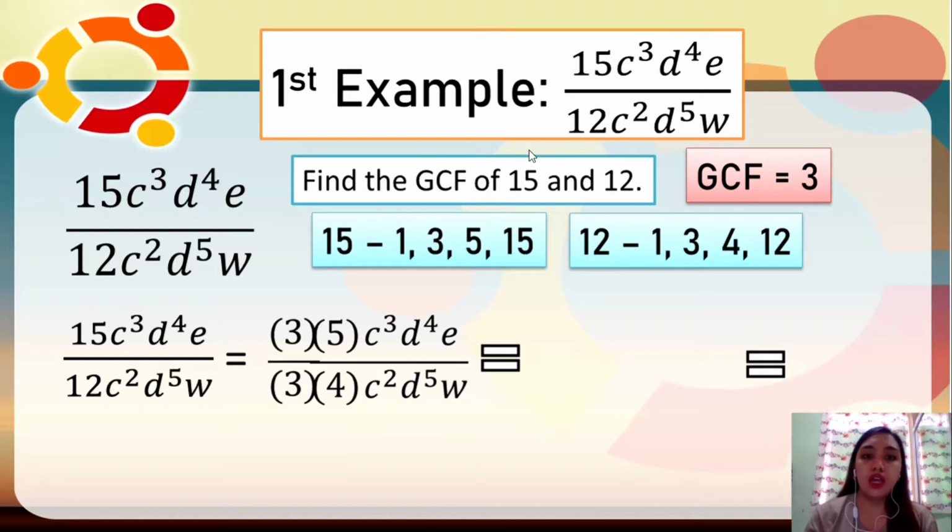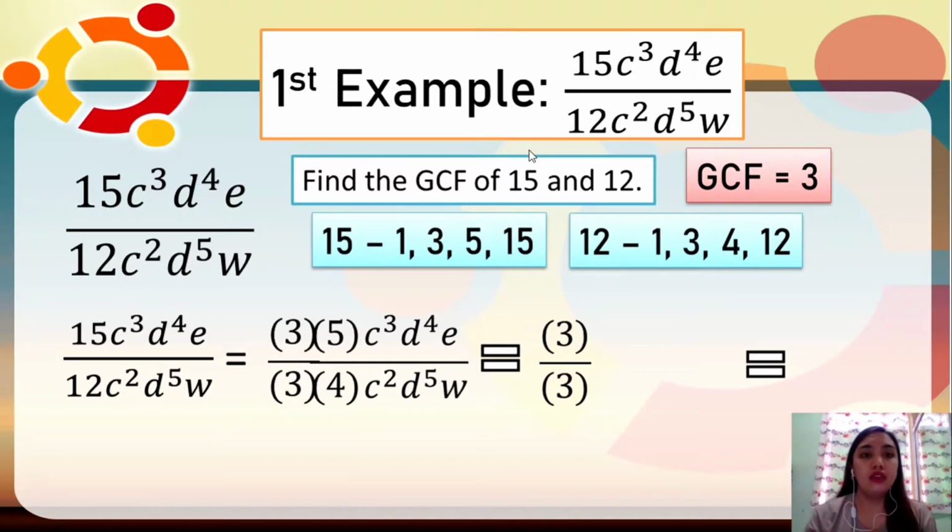Una, i-factor muna natin yung mga variables or constants para hindi tayo mahirapan. And then, paano tayo magsisimplify? Kapag may nakita kayong number na nasa numerator at denominator, pwede na natin silang i-cancel or eliminate. Bakit natin sila i-cancel or eliminate? Kasi, kapag dinivide mo ang sarili niya sa sarili niya, you will get 1. Or, you should cancel or eliminate na lang po kapag nakita mo sila na parehas sa numerator at sa denominator.